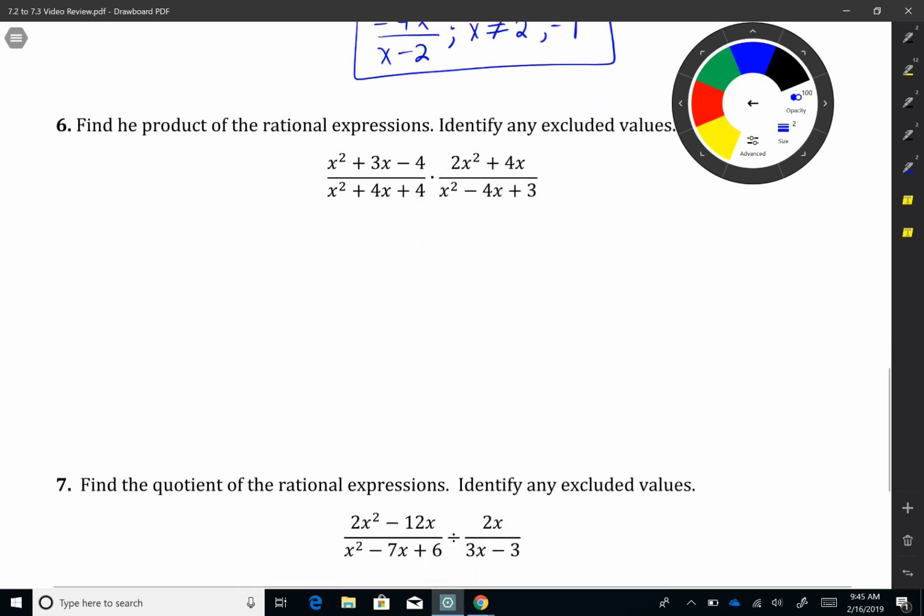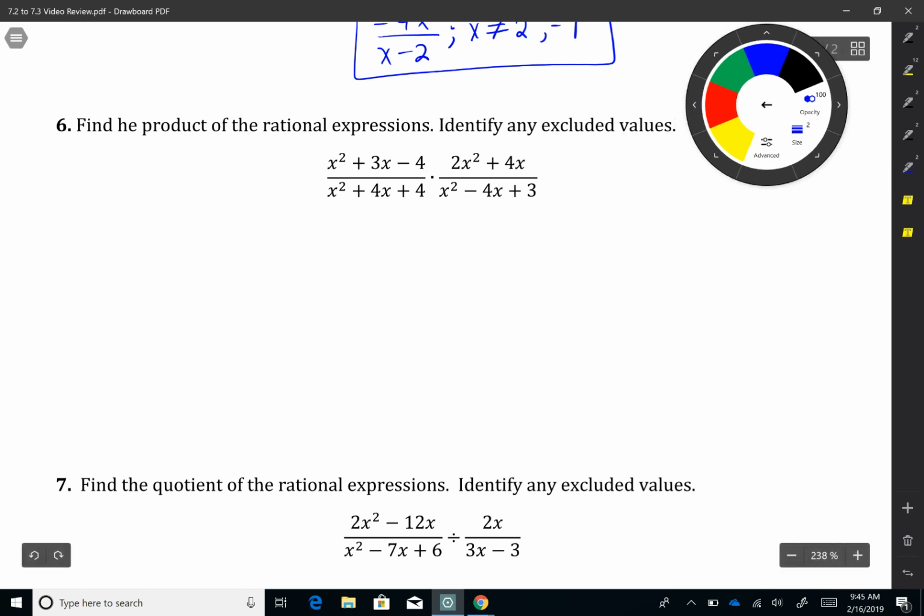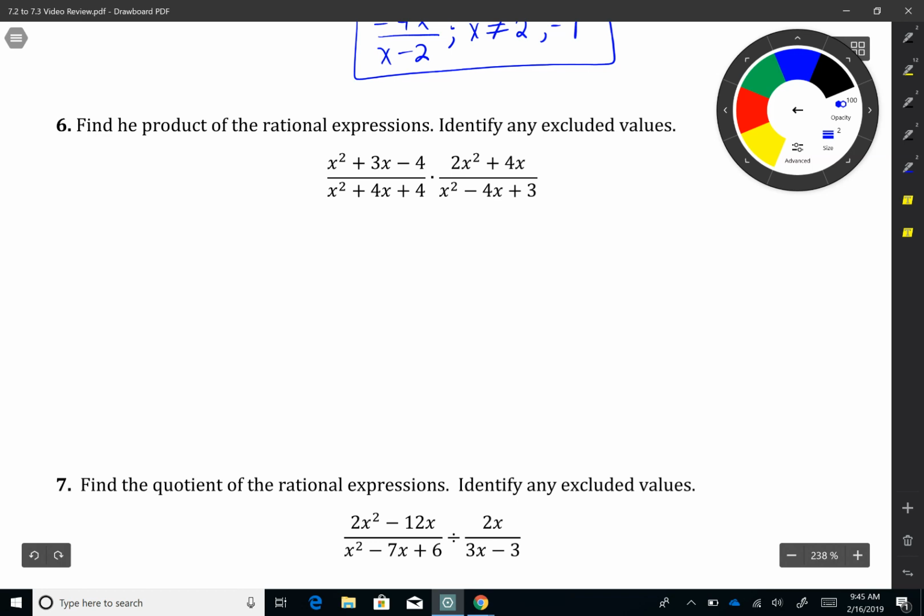Number 6 should say find the product of the rational expressions. When you find the product, that means you're multiplying. To multiply, we just go straight across, numerator times numerator, denominator times denominator. So basically we can write this as one big fraction, but we're going to factor at the same time. So I'm first going to start with x squared plus 3x minus 4. So we ask ourselves, what factors of 4 have a difference of 3? That would be 1 and 4. Positive 3, so that's going to be x minus 1 times x plus 4.